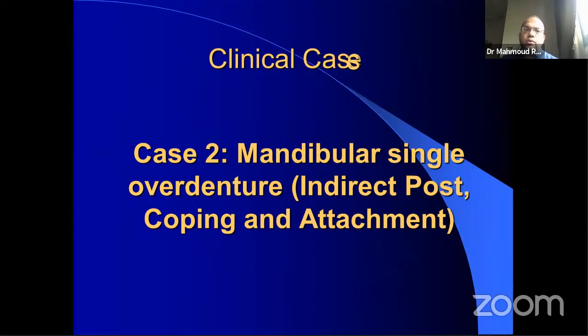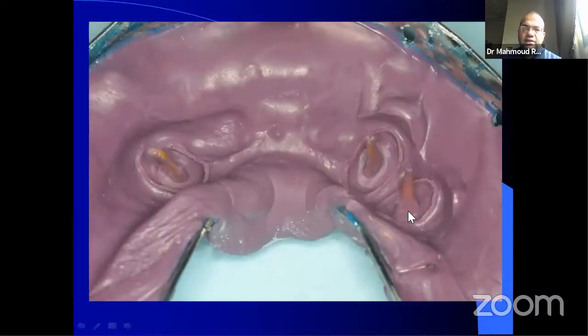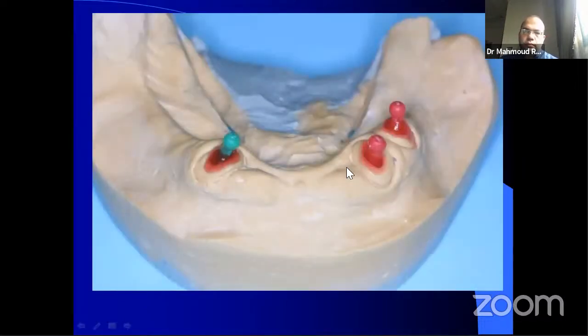Okay, we are going to see another case of indirect post coping and attachment. Here we have 3 abutments like this. And this is the impression we took for the attachment assembly. We took an impression for the root canal, for the dome-shaped coping preparation, and the alveolar ridge surrounding it. Then we insert the plastic pattern of the bowl attachment in the cast like this, waxing up around it.